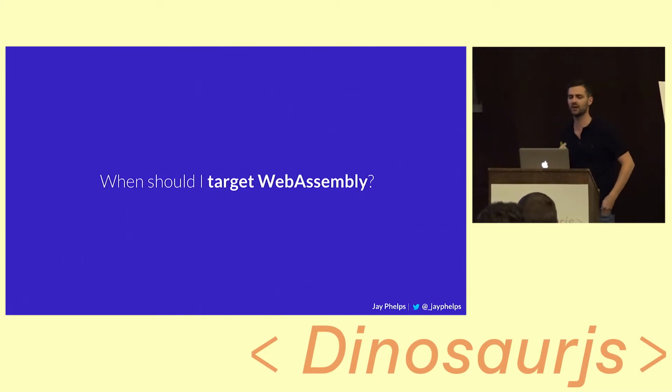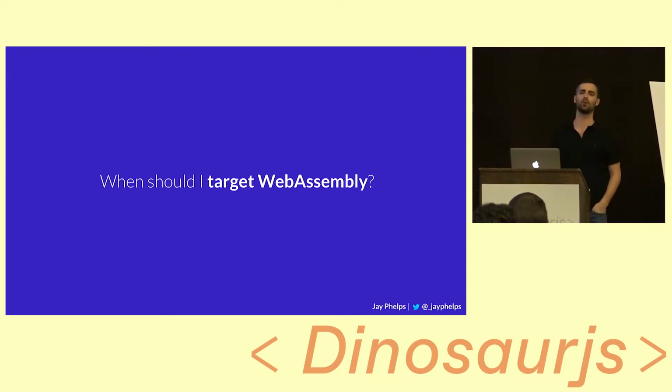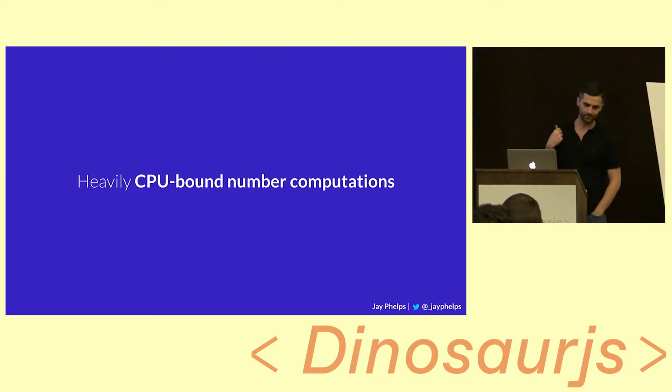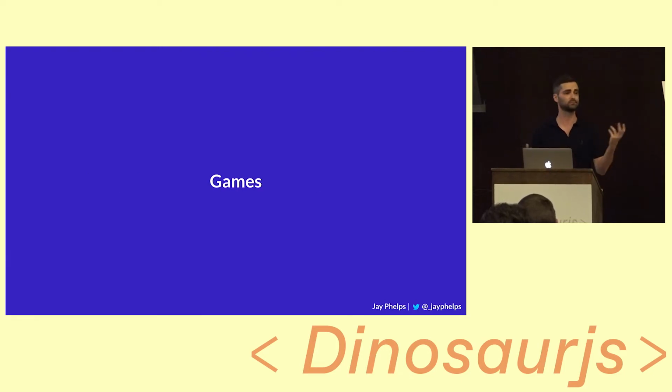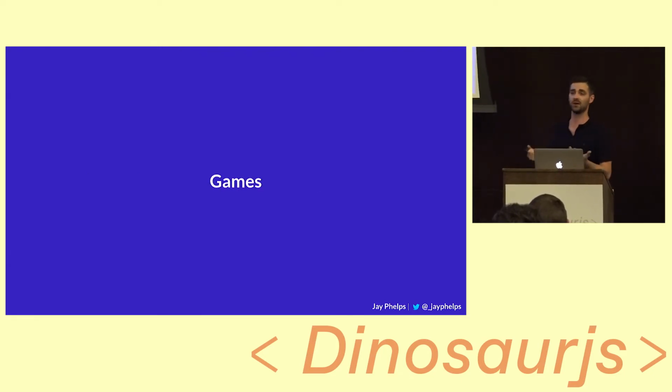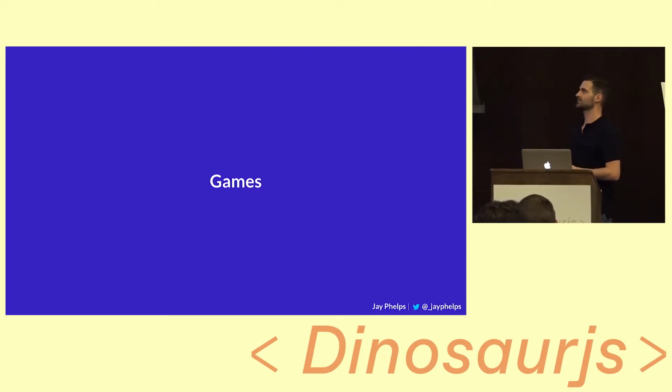So when should I target WebAssembly? At least right now, when should you target it? Well, right now it's going to be those heavily CPU-bound number computations, where you're doing things that are heavily computing against numbers. So the quintessential example of that is games, right? But most of us are not game programmers. I know I'm not. So I do want to actually point out a couple things.